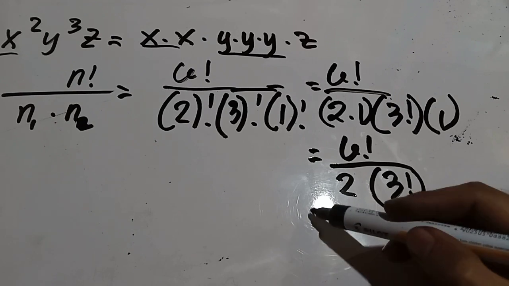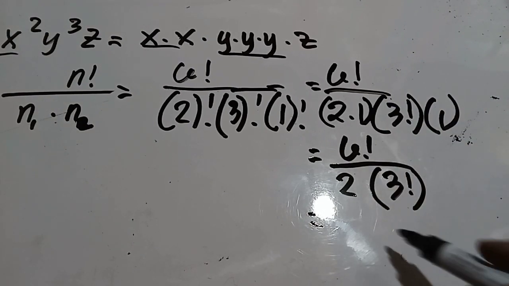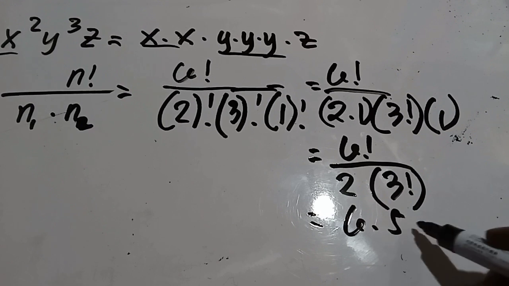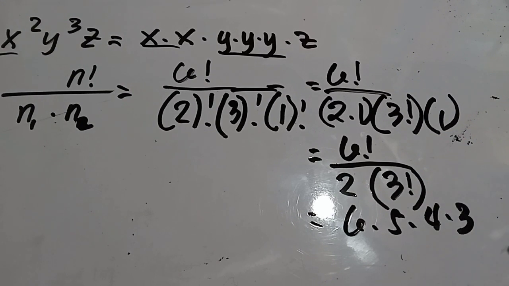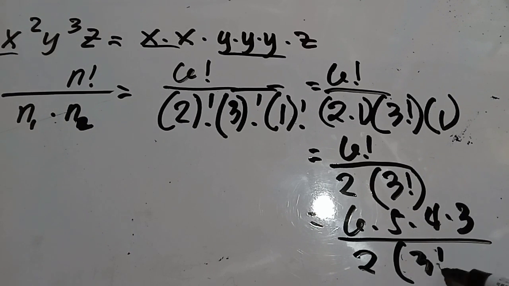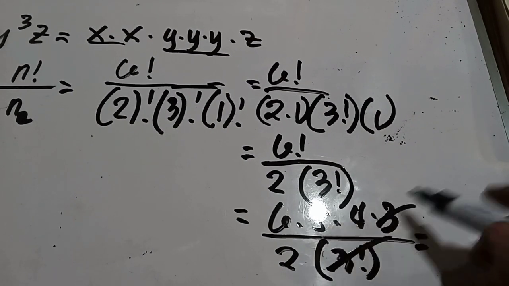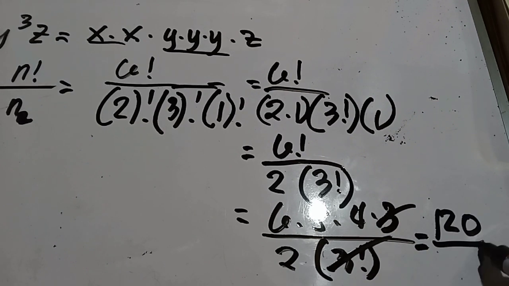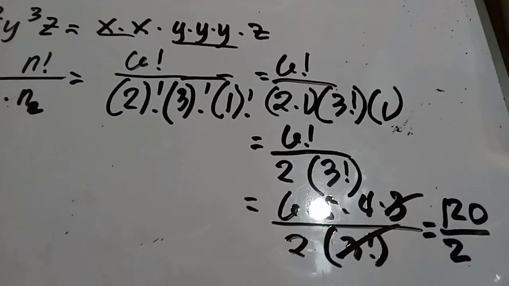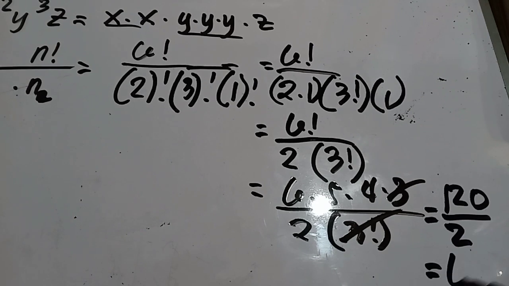Next, 6 permutation is 6 times 5 times 4 times 3. We stop here because we have 3 permutation below, 2 times 3 permutation. So we cancel. What remains is 6 times 5, that is 30, times 4, 120, over 2. Now we divide: 120 divided by 2 is 60. Therefore, there are 60 ways.